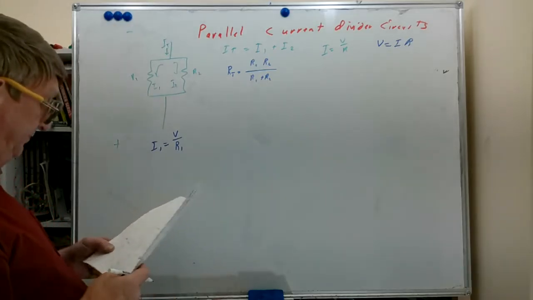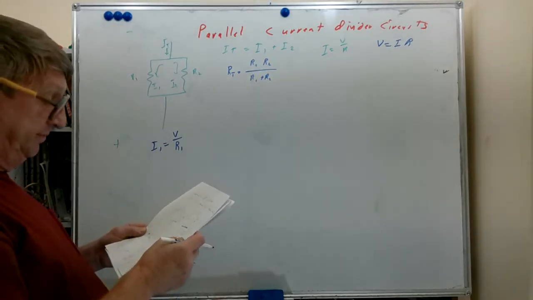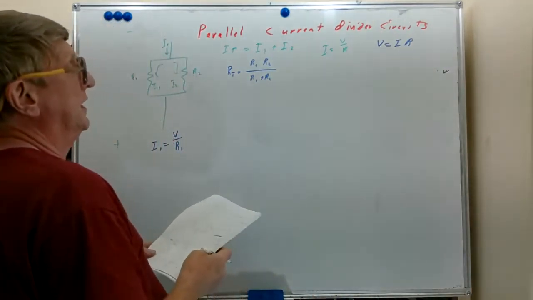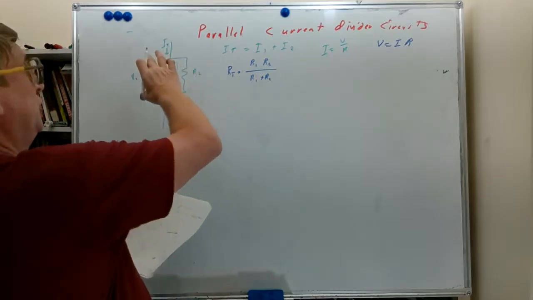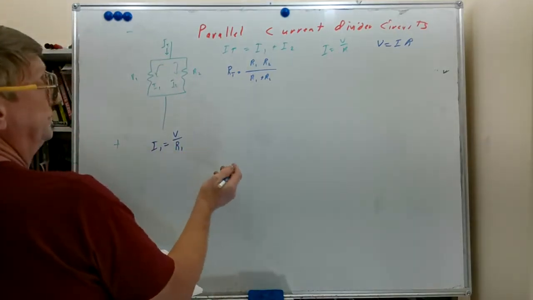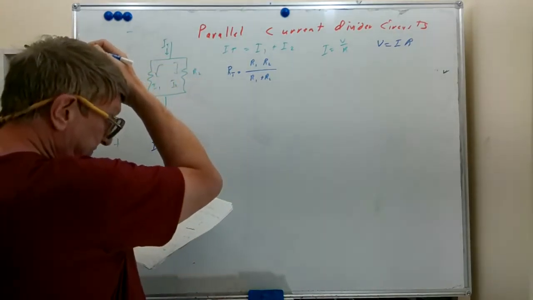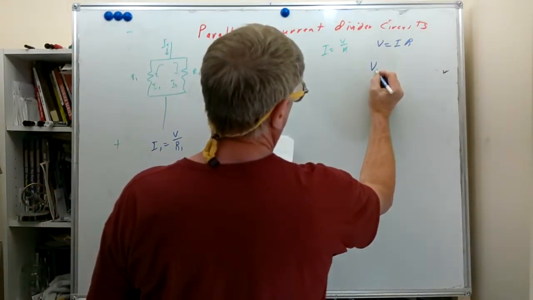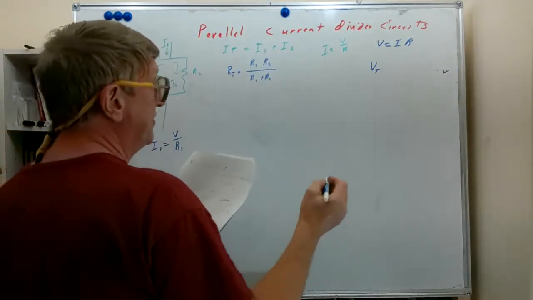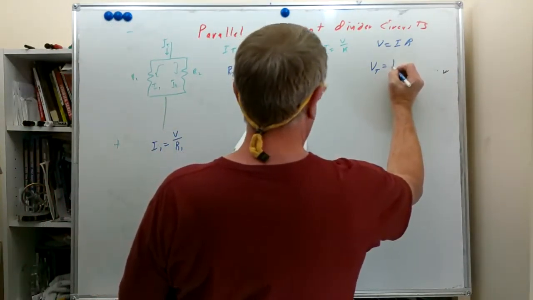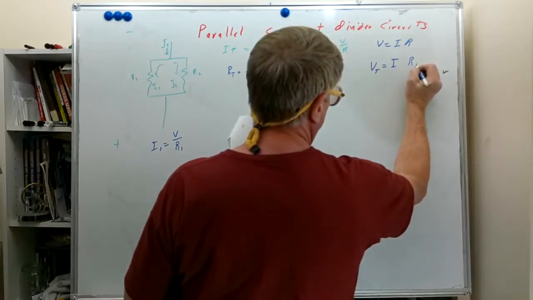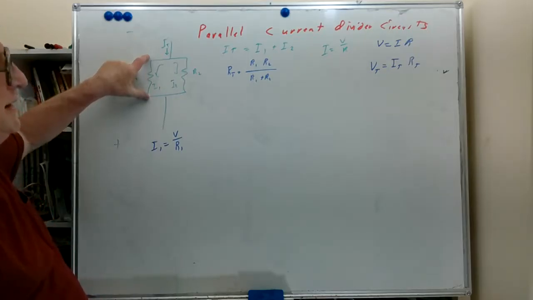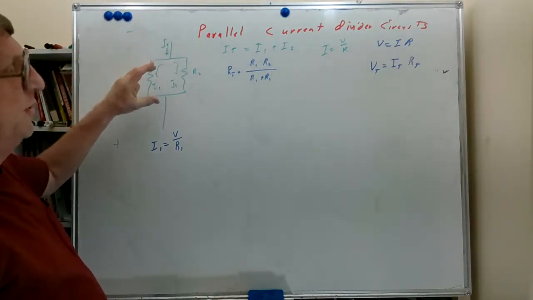And we have this guy here. So if we want to know the voltage across this unit, I'm going to call this voltage total. The voltage is going to be I total times R total. The voltage across this network will be this total current times this equivalent resistance.